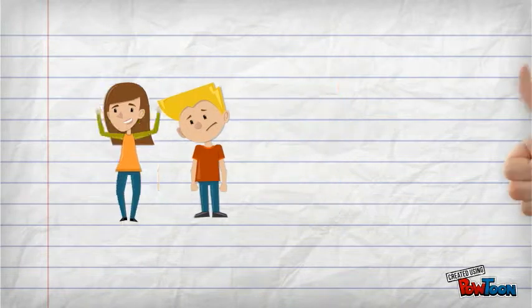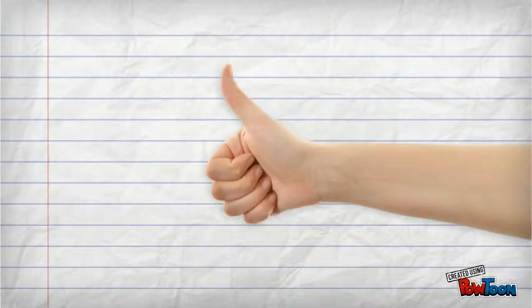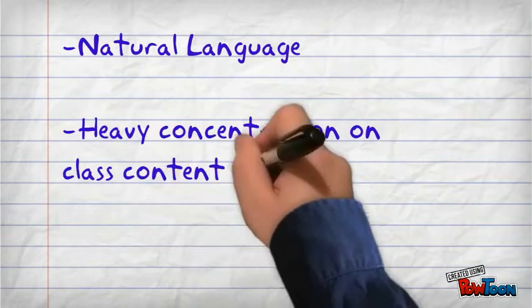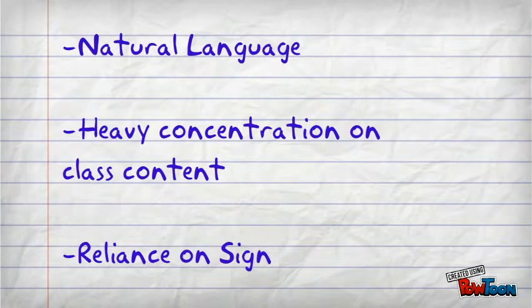Just like oralism, manual communication also has its pros and cons. Some pros include the student's exposure to the natural language. Energy is not spent on speech and can therefore be spent more heavily on class content. And lastly, students rely on sign, not lip reading, to understand what is being said.